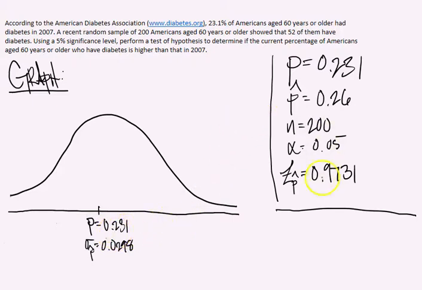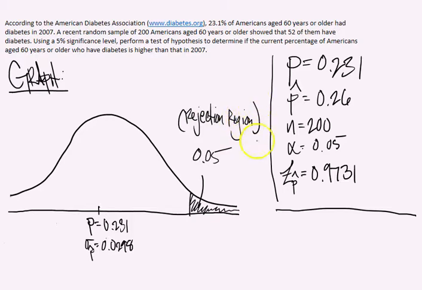Now, if we look at this here, okay, I have an alpha value. The alpha value tells me how much area is in the tail of my test, okay, and we call this thing the rejection region. Anything that lands in this area is too far away from my mean.